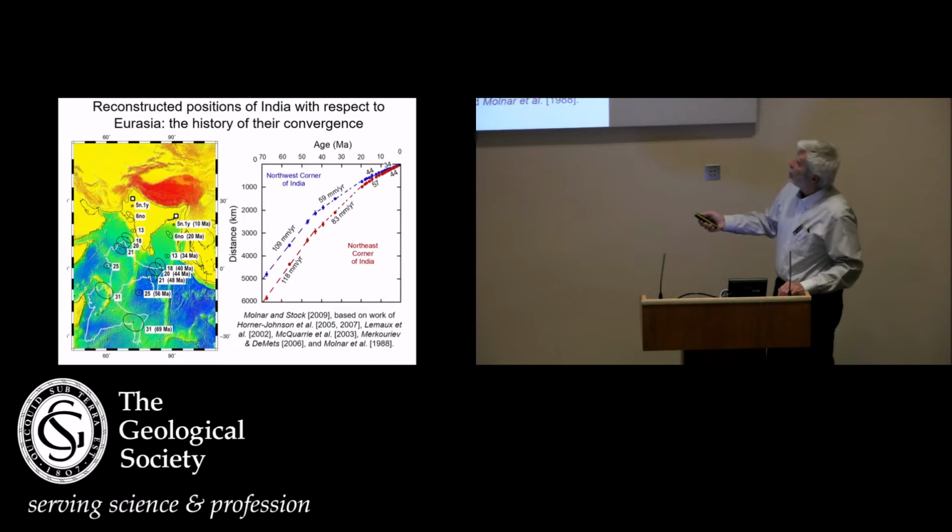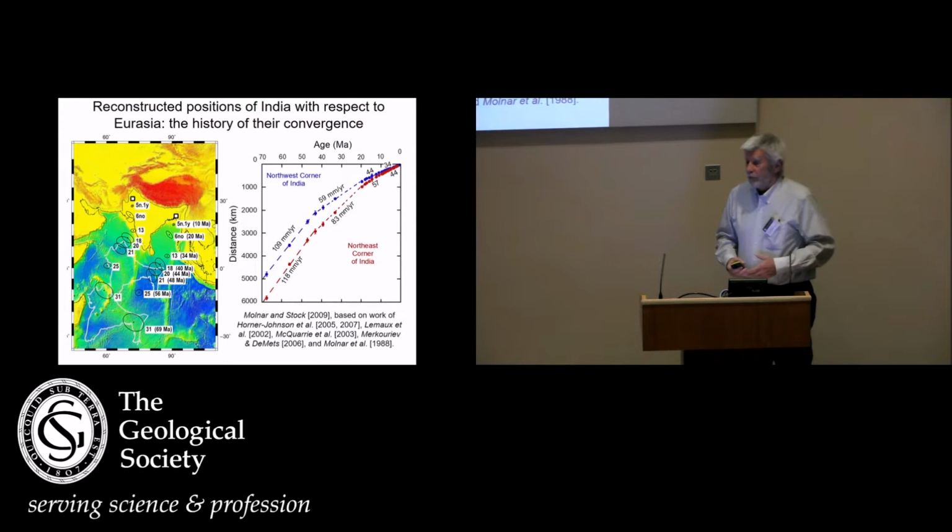You can see that back before about 50 million years ago, India was going very fast towards Eurasia, more than 100 millimeters a year. And then it slowed down sometime between 50 and 40, and we all think that's when the collision took place. However you define collision today, because unfortunately this has become more complicated as we've learned more. So you slow down India this way.